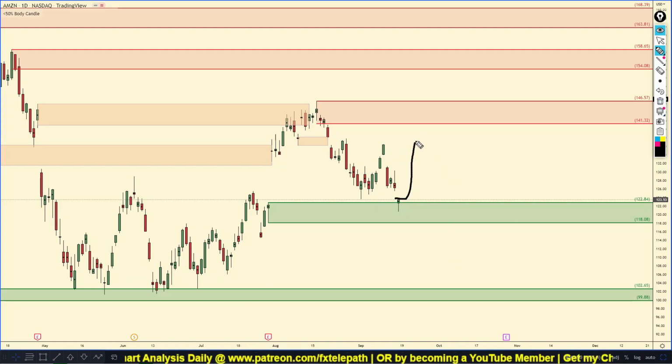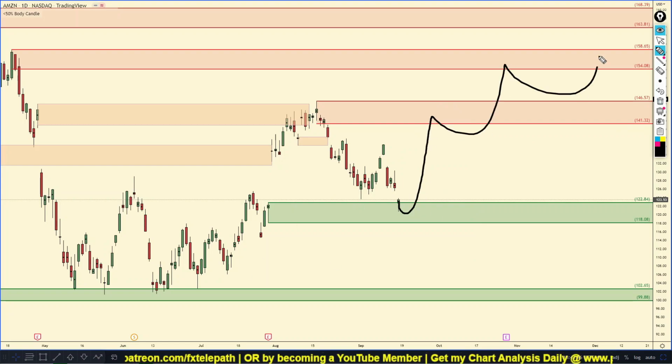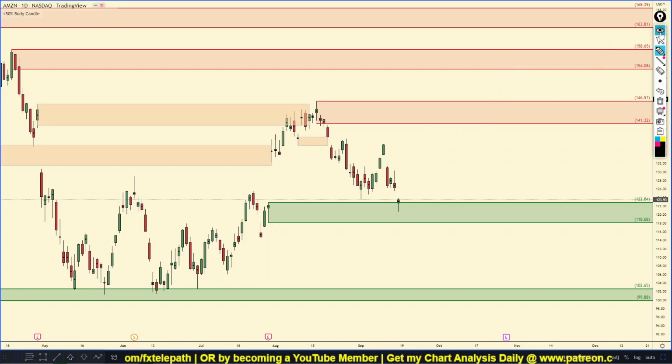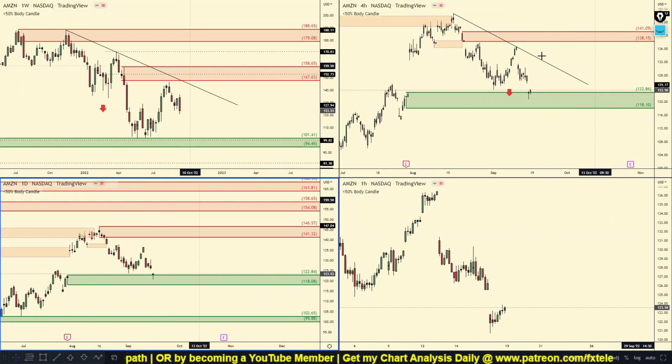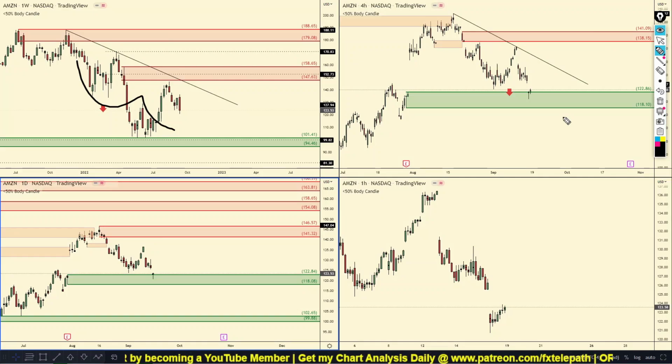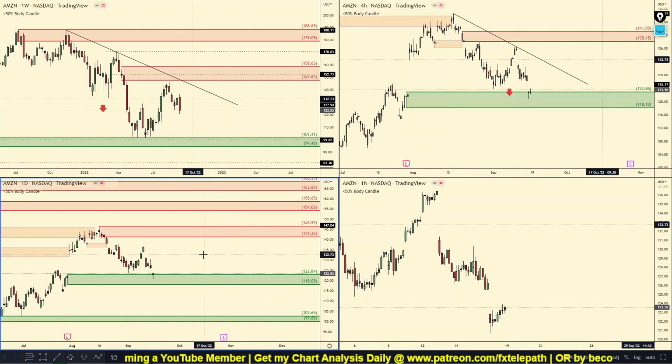And who knows, we could even push up to this daily supply and then roll over from here. So there basically is no evidence that we're going to react off this demand and push up and start making all-time highs. And why is there no evidence of that? Well, it's because the weekly trend is down. And I know I said that a few times, but that is why I'm saying there's no evidence of that.